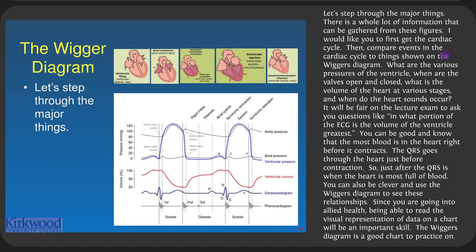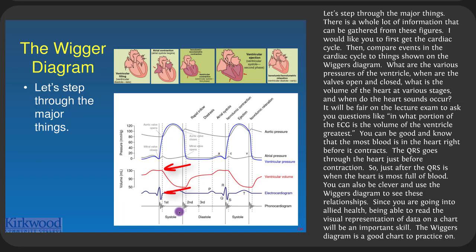Let's step through the major things. There's a whole lot of information that can be gathered from these figures. I would like you to first get the cardiac cycle, so the physical events that are happening in the cardiac cycle. Then compare the events in the cardiac cycle to the things shown in the Wiggers diagram. What are the various pressures of the ventricles? When are the valves opened and closed? What is the volume of the heart at various stages? And when do the heart sounds occur? It'll be fair on the lecture exam to ask you a question like, in what portion of the EKG is the volume of the ventricle the greatest?